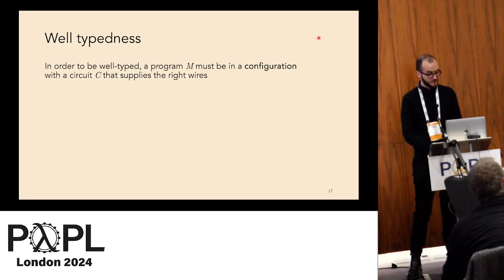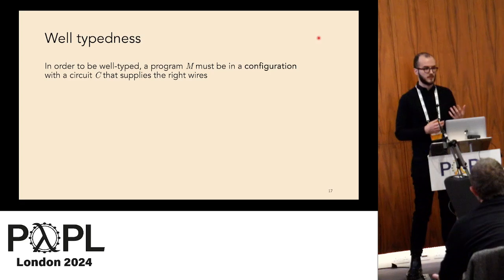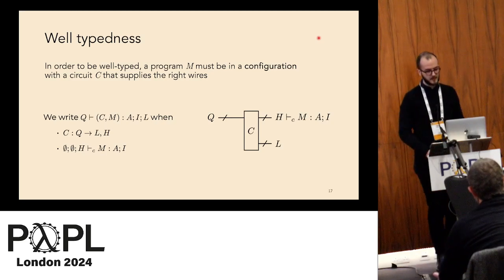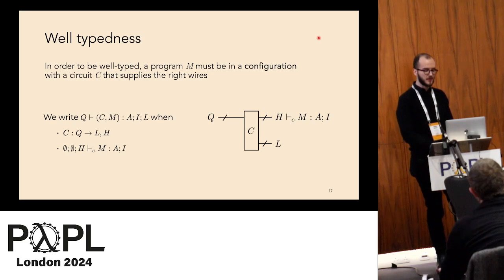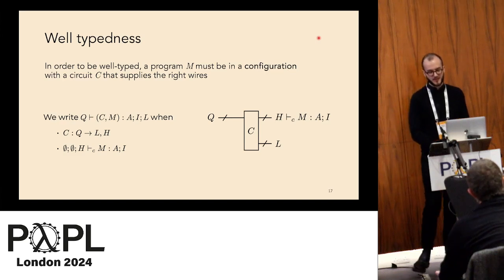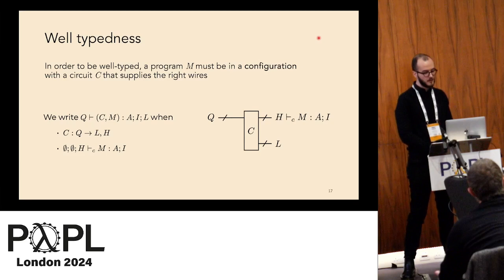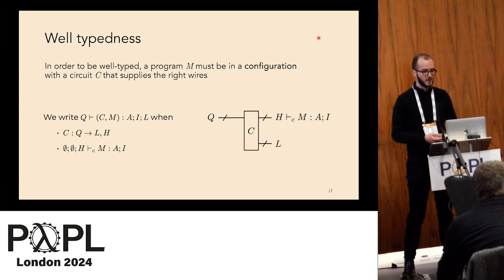Let's talk well-typedness. Like in most other Proto-Quipper instances, it makes no sense to speak of the well-typedness of a program in isolation, because a program manipulates a circuit, and thus it must be paired with a circuit that provides the right kind of wires. So, well-typedness we write as such, and we read that configuration C, M, where C is a circuit and M is a term, is well-typed with input Q, output L, type A, and the effect annotation I, that is with width at most I, when C has the right signature and provides as outputs, as some of its outputs, the wires that are used to give type to M. It's something that's illustrated in the figure.